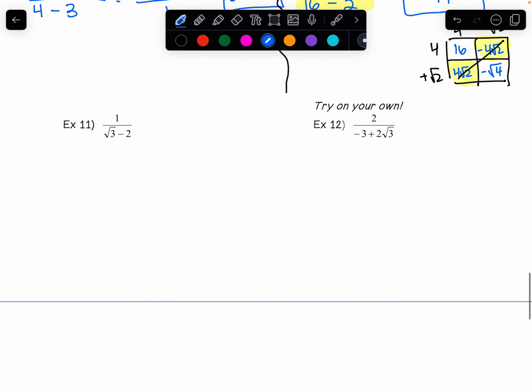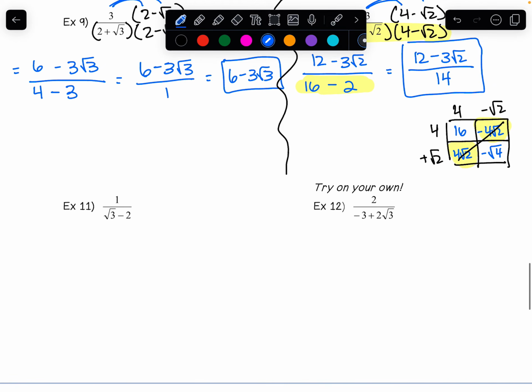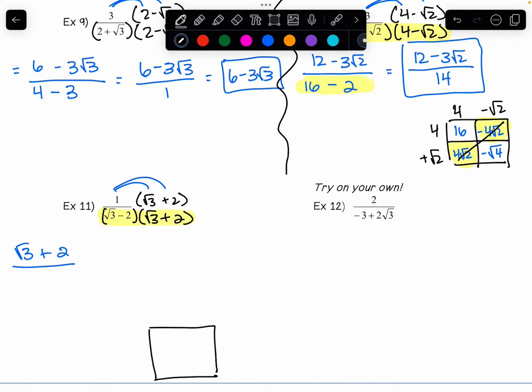Let's go ahead and try example 11. On example 11, we have 1 divided by the square root of 3 minus 2. What is the conjugate? The conjugate would be the square root of 3 plus 2. So in my numerator, 1 times the square root of 3 is the square root of 3, and 1 times 2 is 2. In my denominator, when I go to multiply these, if it helps you, go ahead and draw out your area model. Square root of 3 minus 2, square root of 3 plus 2.